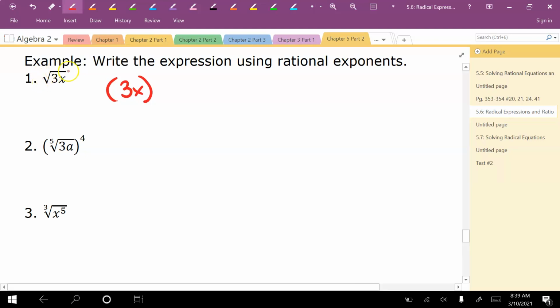Now, since it's a square root sign, both of these have just an exponent of 1, and a regular square root sign means 2, so that would be 3x raised to the 1/2 power. So they'll put that on the outside of the parentheses. I would say you really only are going to see those parentheses show up when you have multiple quantities underneath the radical sign, like a number and a letter, or letters. They might have more than one letter. Okay, so you guys try to write out 2 and 3.